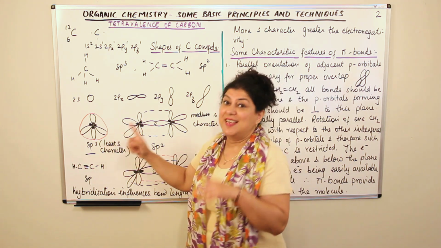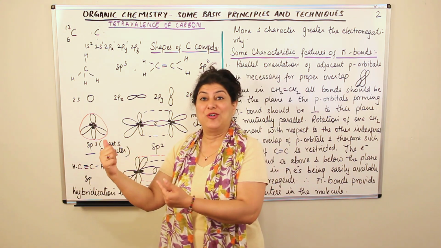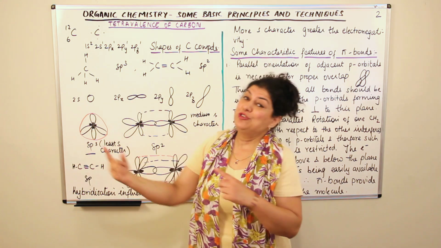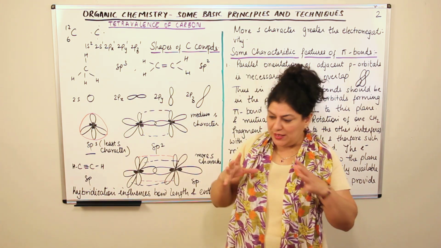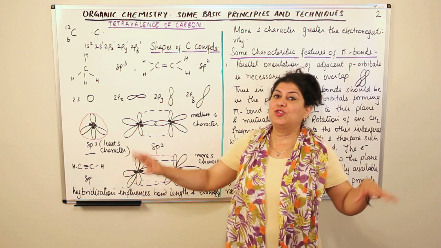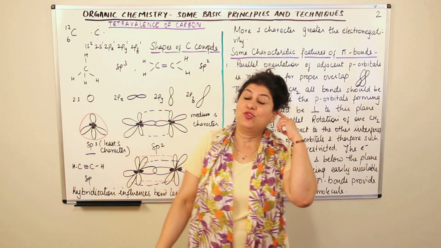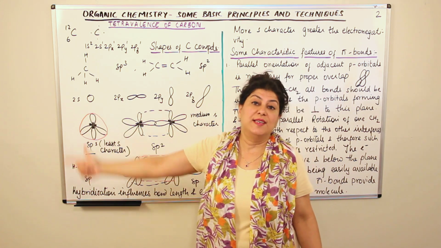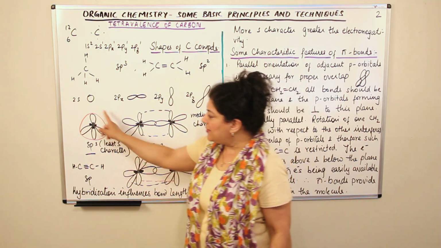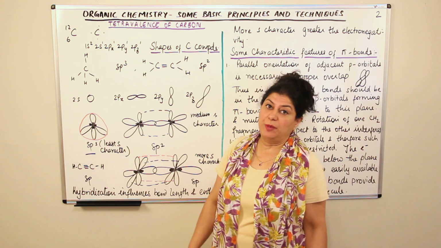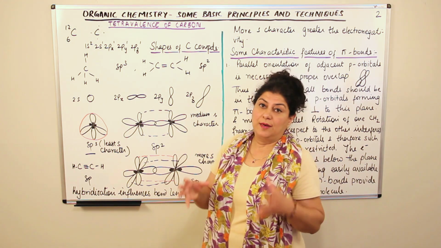Because each of these is inviting another electron from the adjacent atom to form a bond with it. So they have to be away from each other so that they can bond or they can share that electron with the orbital of the adjacent atom. That is the reason why we have the tetrahedral shape of the sp3 hybridized carbon.